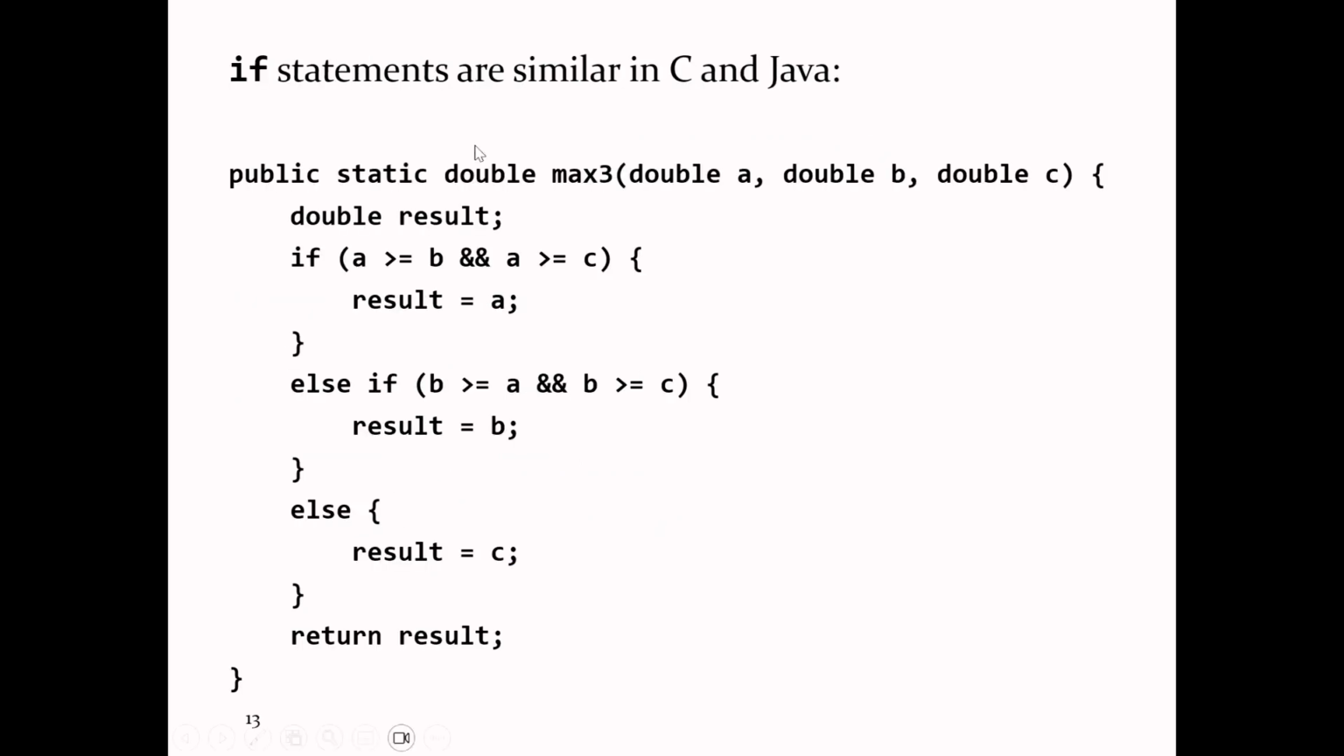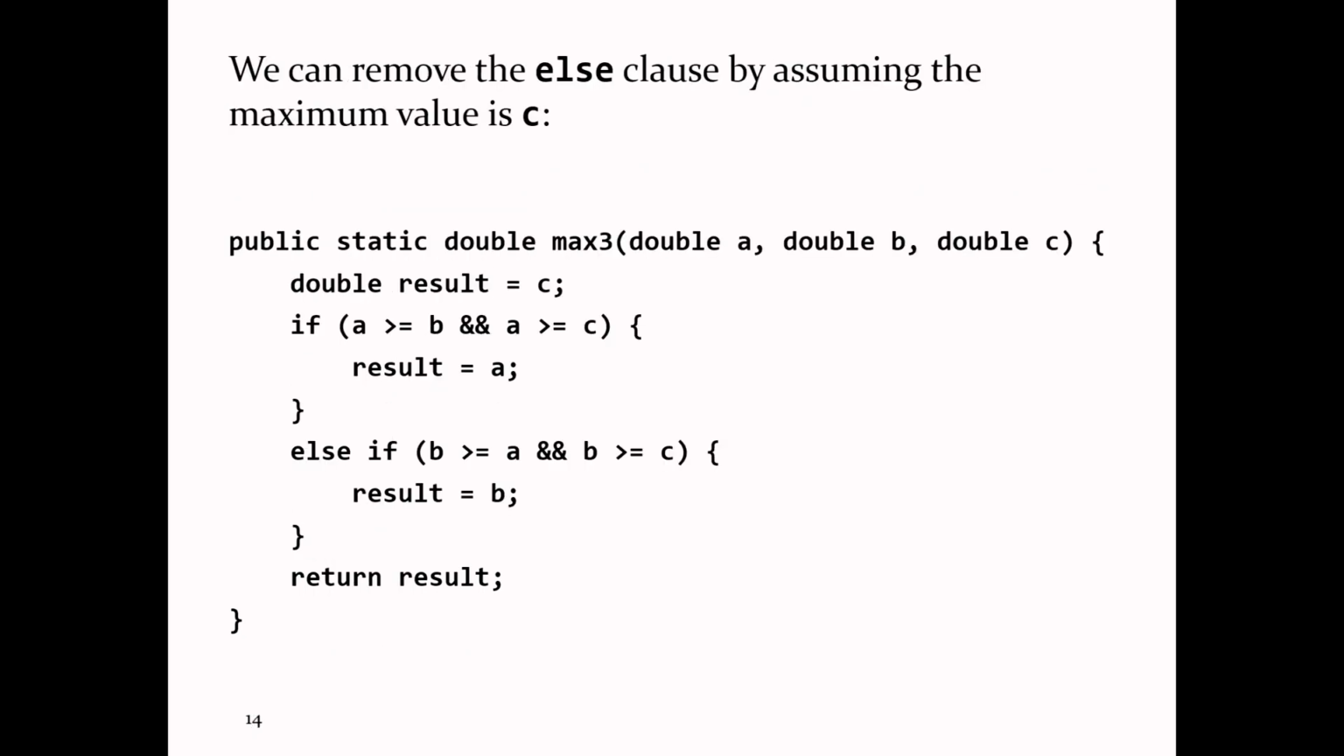Okay, if statements, again, exactly the same in C and Java. So if you want the max of 3 values and you want to compute it in a sane way as opposed to max2, you just compare all the values A, B, and C. If A is greater than or equal to B and A is greater than or equal to C, the result must be A. Here, the result must be B. Here, the result must be C, and then you can return the result at the end there.